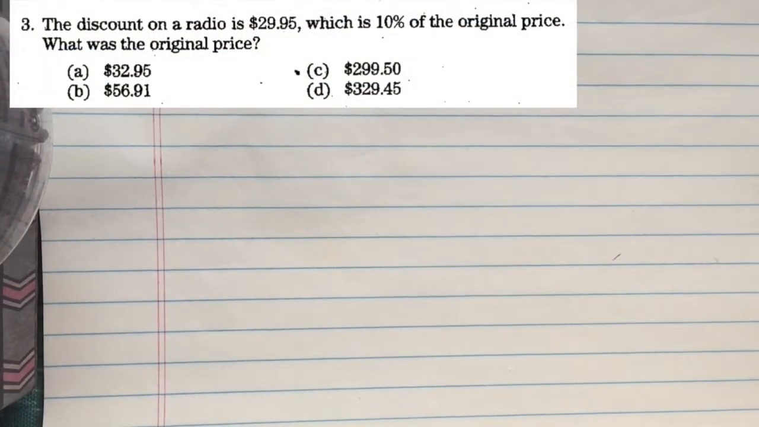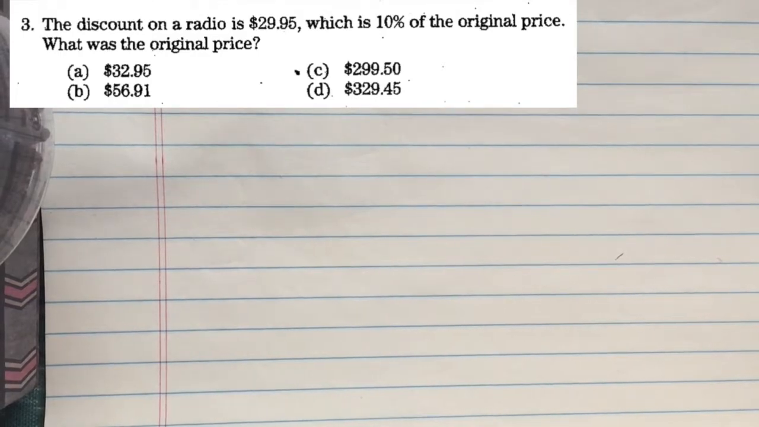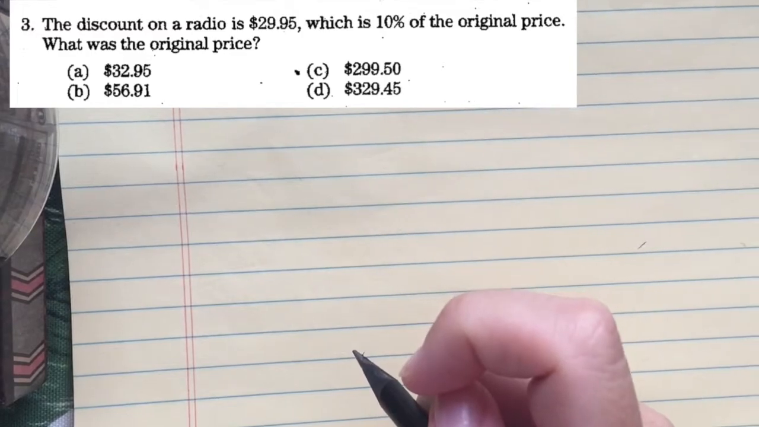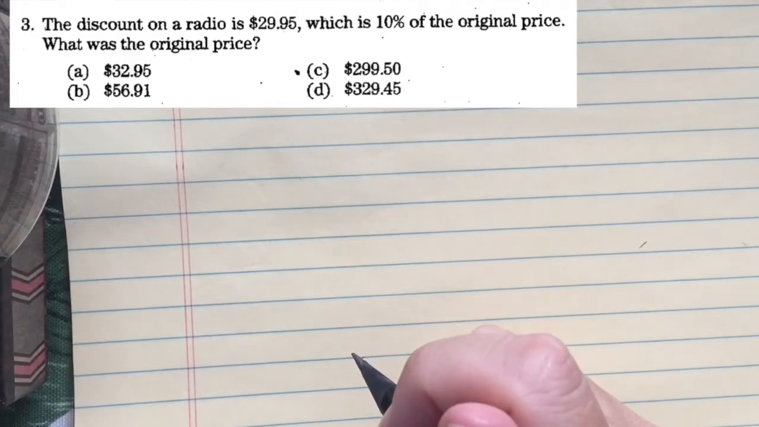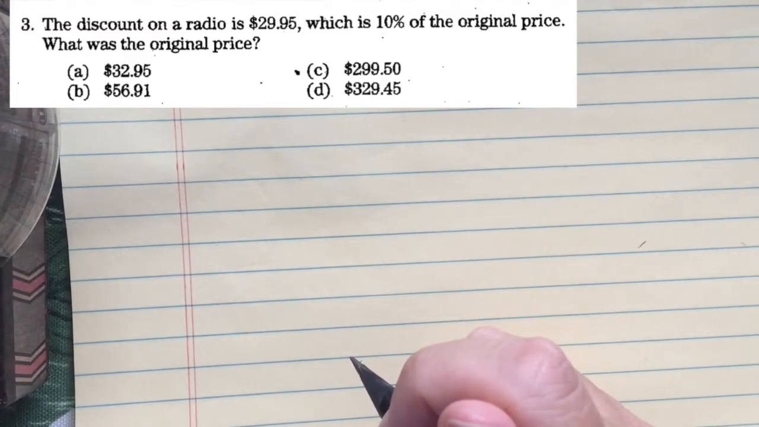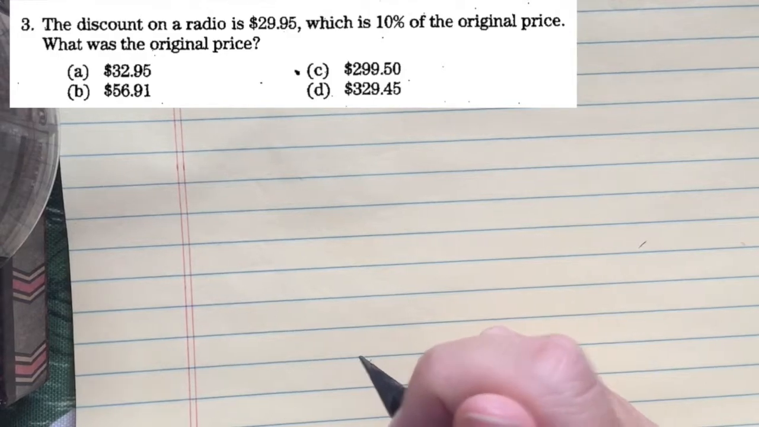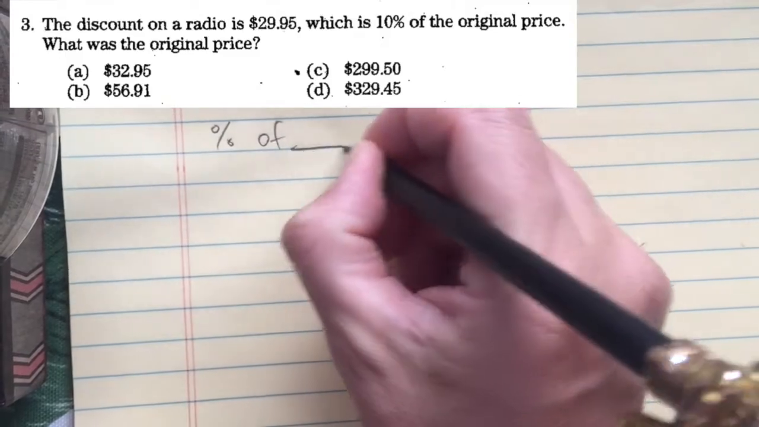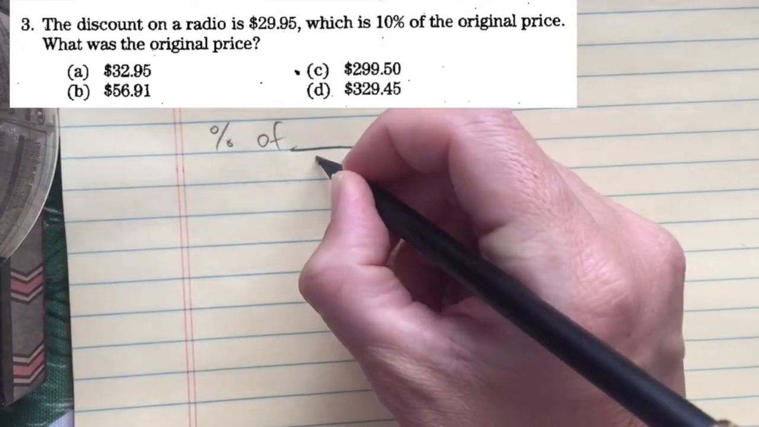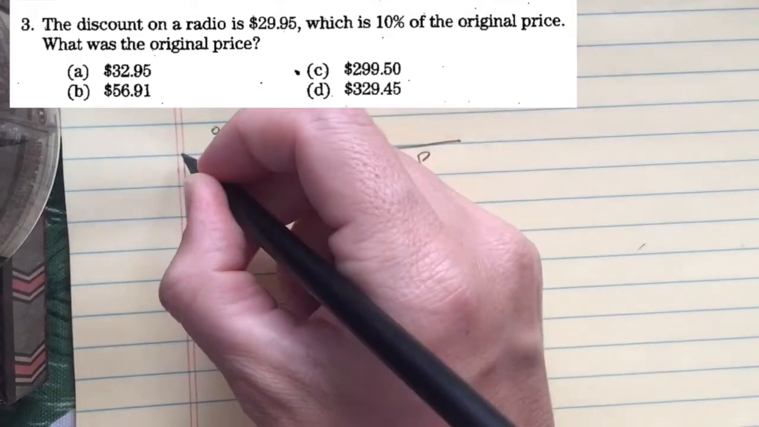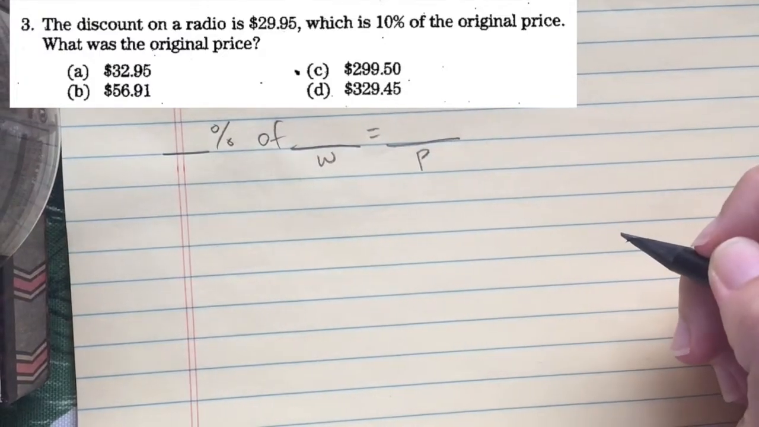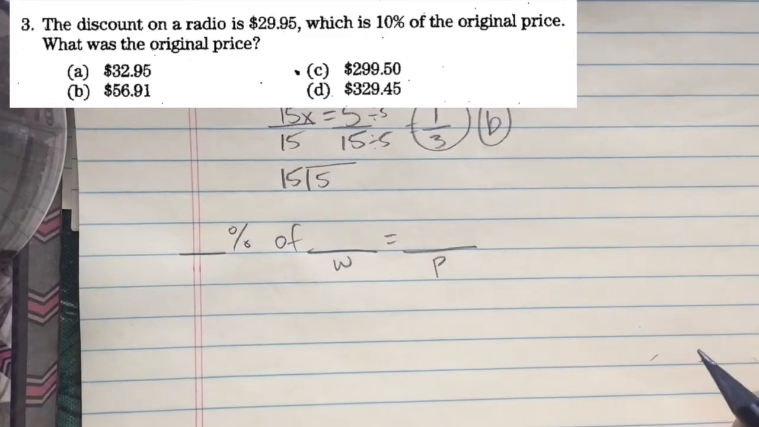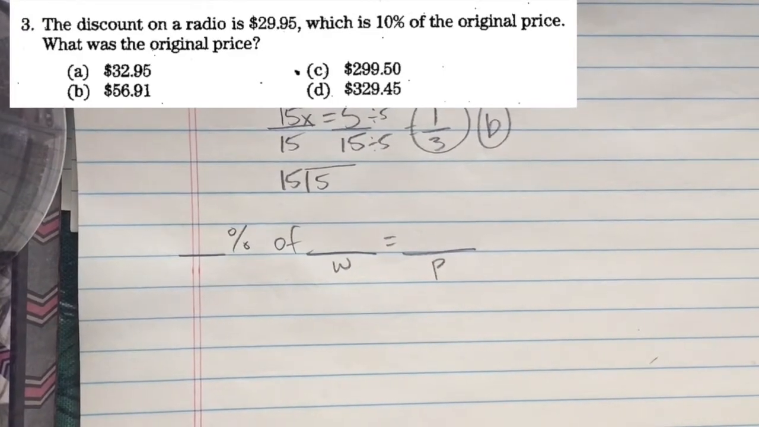All right, so for this problem, it says the discount on a radio is $29.95, which is 10% of the original price. What was the original price? So this is another percent of a number situation. Okay, and the question is, what was the original price?